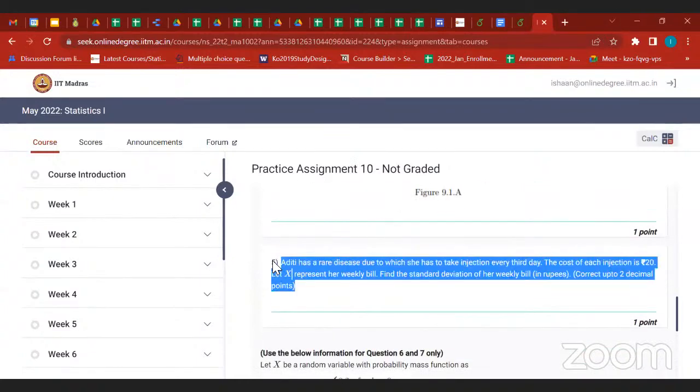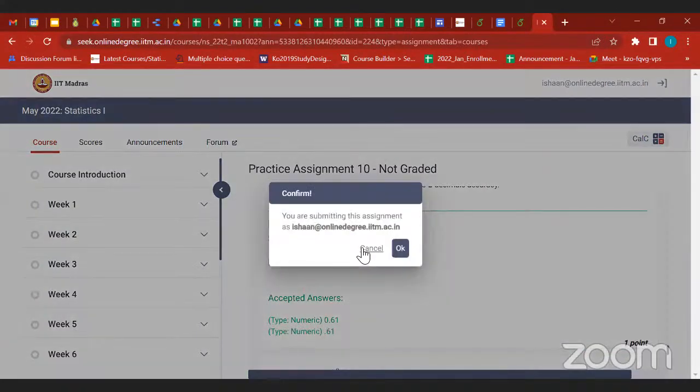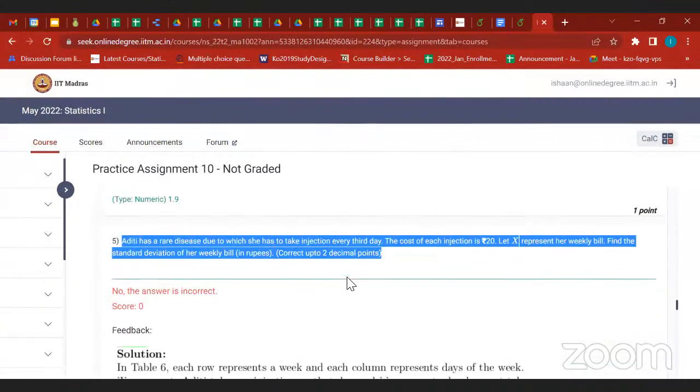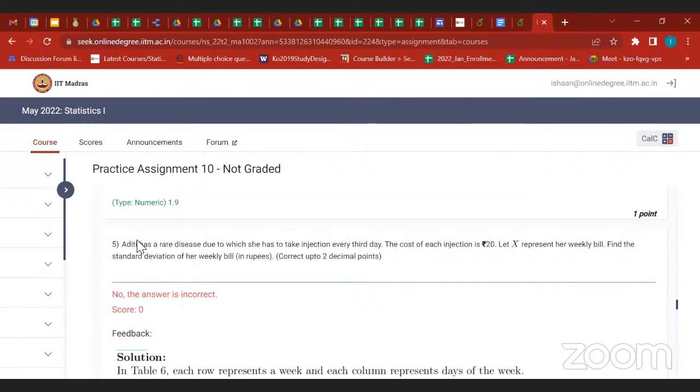But in the explanation, it mentioned 21 days, sir. That was confusing to me also, sir. Sir, I didn't get the probability part. How are we computing the probability for Aditi's rare disease injection?